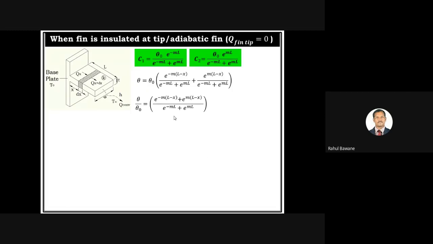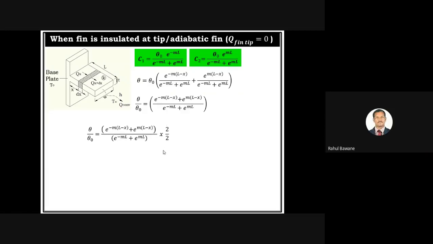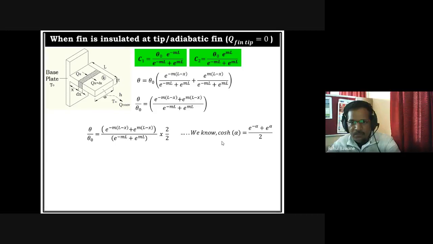So we have this relation right now. In this, we just shift this theta 0 to the left hand side, so we have only this bracket. Now we have to multiply and divide by 2 on both numerator and denominator. So the actual value is not going to change, but we have to do this exercise to simplify the form, and we know what the form is.